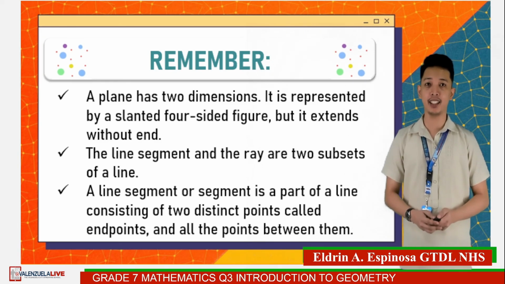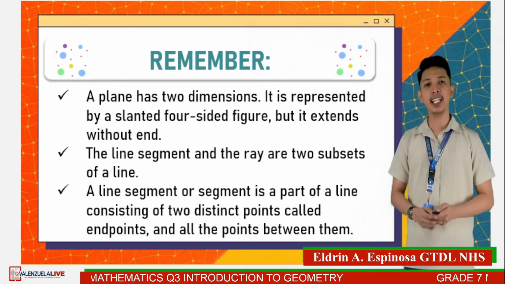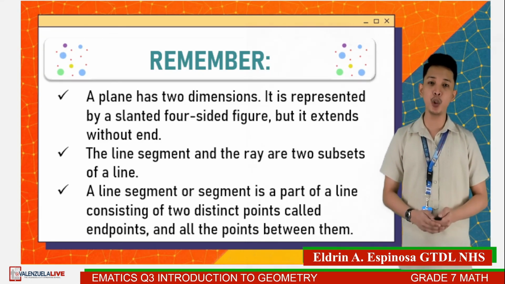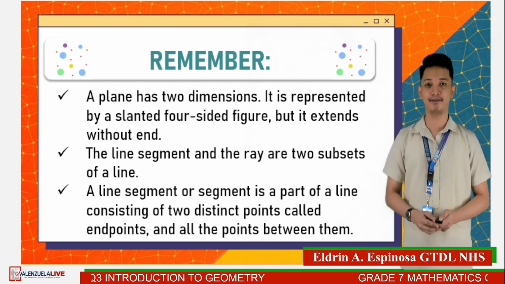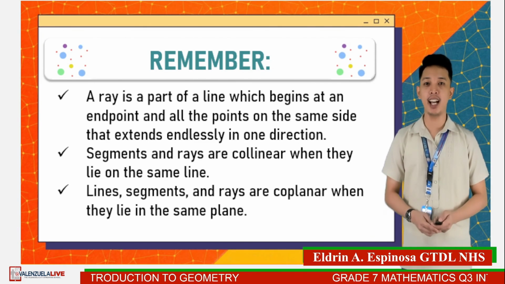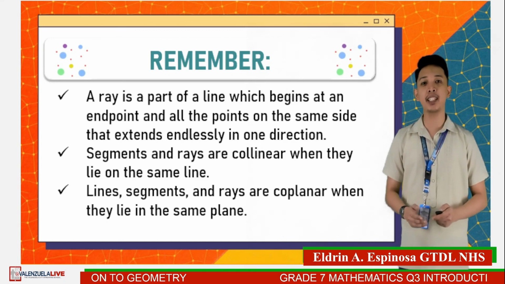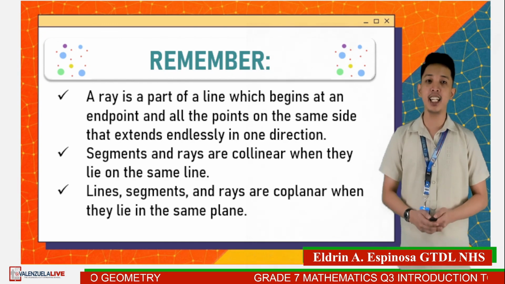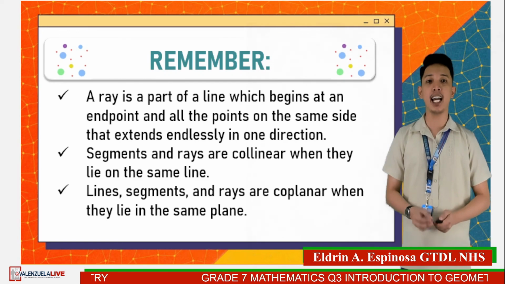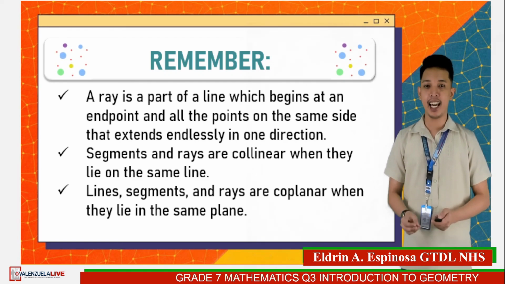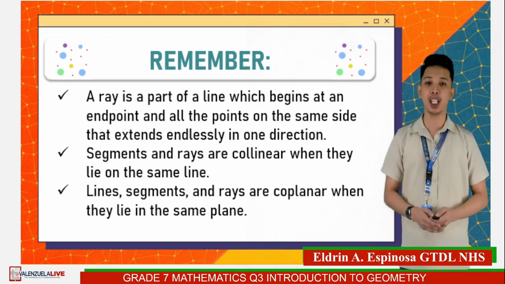The line segment and the ray are the two subsets of a line. A line segment, or segment, is a part of a line consisting of two distinct points called endpoints and all the points between them. A ray is a part of a line which begins at an endpoint and includes all the points on the same side that extend endlessly in one direction. Segments and rays are collinear when they lie on the same line. Lines, segments, and rays are coplanar when they lie in the same plane.